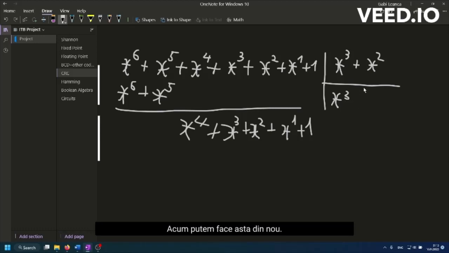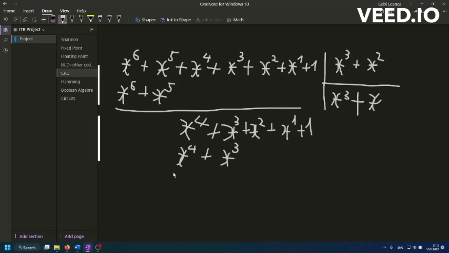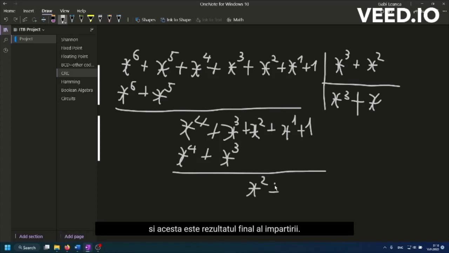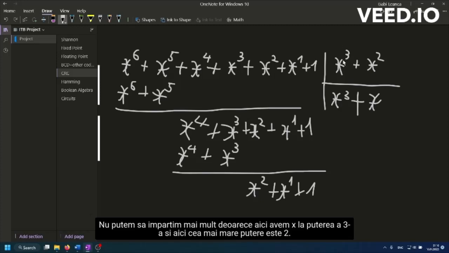Now we can do this once again. Plus x, we multiply this by x and we have x4 plus x3, and this is the final result of the division. We can't divide further since here we have to the third power and here the highest one is to the second.